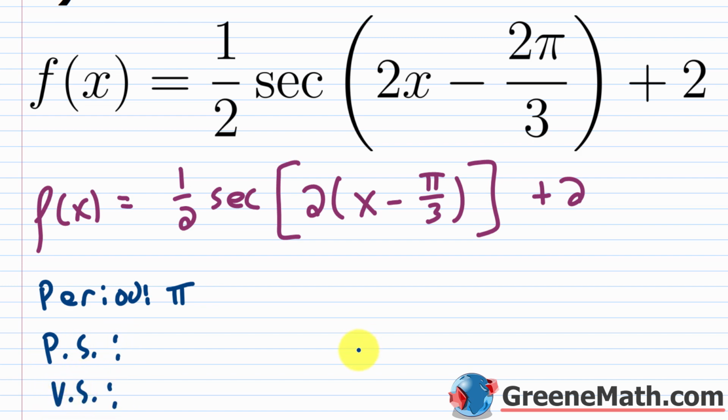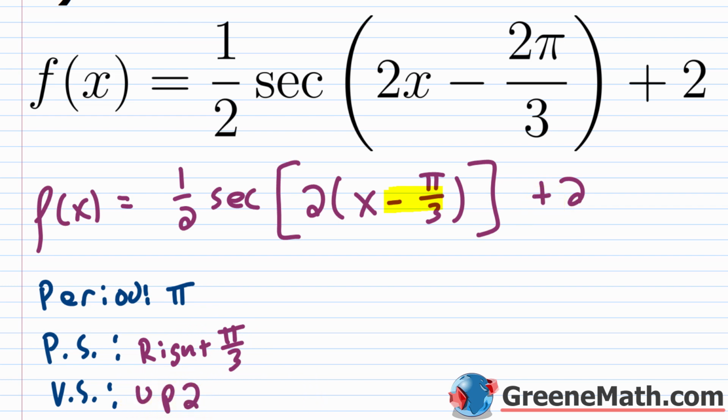And thinking about the phase shift, again, when you factor it, it's really easy. You're going to come inside the parentheses here. You're going to say, how can I undo what's being done to x? Well, I have minus pi over 3. So to undo that, you need to add pi over 3. So that means I'm going to the right pi over 3. And then for the vertical shift, I have this plus 2 here. So that means I'm going up 2.